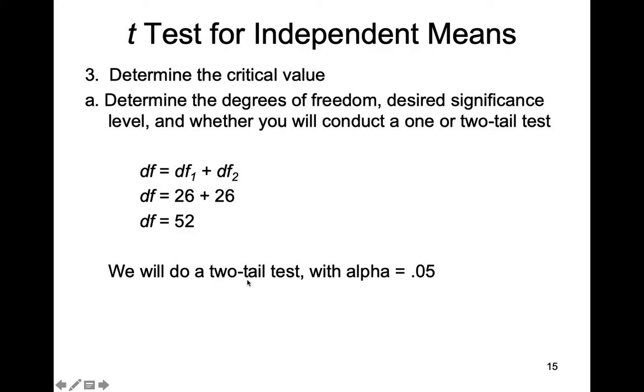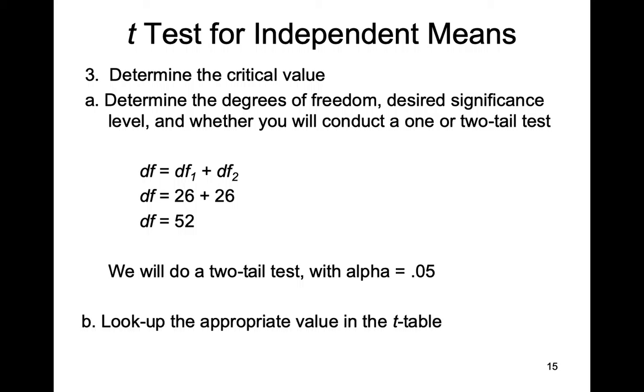We're going to do a 2-tail test because we had a non-directional hypothesis. We just predicted that there would be a difference between the means. We didn't say that one would be greater than the other. And then by convention, we're going to use an alpha of 0.05. So we have to just look up the appropriate value in a t-table. That value is plus or minus 2.01. Again, you'll notice that it's plus and minus because of our 2-tail test, our non-directional test. We're going to look on either side of the comparison distribution.